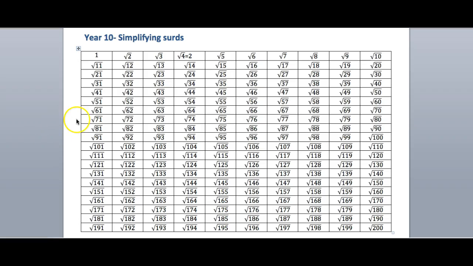Now, the first one we're going to look at is the square root of 4, which actually becomes 2. So 2 is not a surd, and the square root of 4 is not a surd just because it has the square root sign. Remember, just because it has a square root sign doesn't make it a surd, because the square root of 4 actually becomes 2, and the number 2 is not a surd.